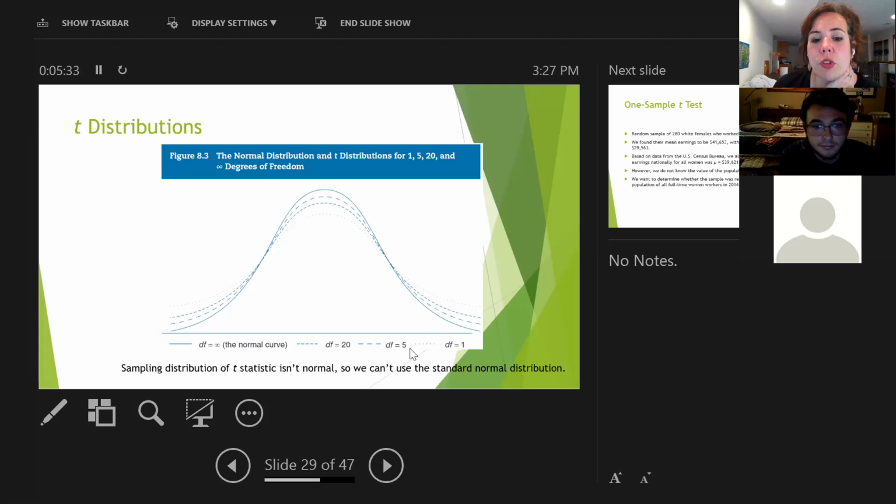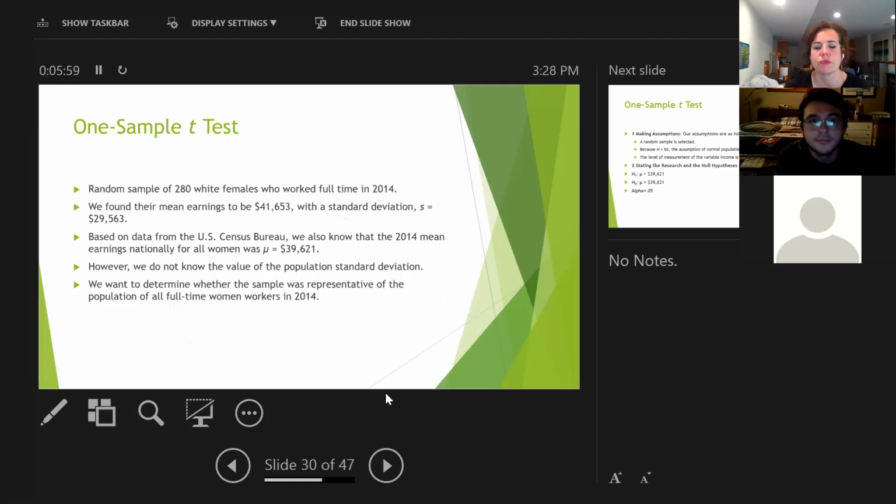If you have a degree of freedom of 5, it's, wait, I went back. So this one here was smaller. This guy over here, and then you've got the dotted line for degree of freedom of 1, okay? So those are the sampling distributions of the t-statistic. It shows that it isn't normal, so we can't use the standard normal distribution, right? It's approximating it, but it's not identical.